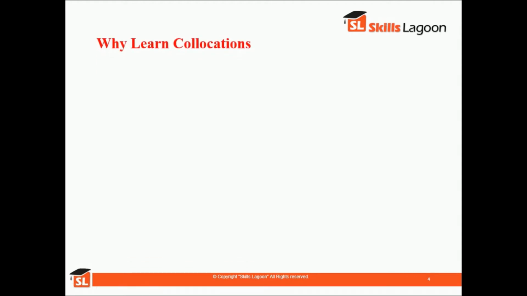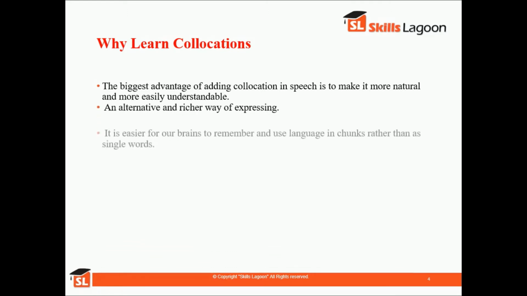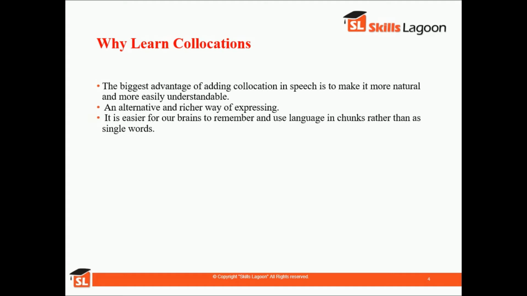So why do we need to learn collocations? The biggest advantage of adding collocations in speech is to make it more natural and more easily understandable. It is an alternative and richer way of expressing. It is easier for our brains to remember and use language in chunks rather than as single words. For example, we can easily remember strong tea, quick mail, global warming, headmaster, etc., rather than if I ask you to learn head and then master, and strong and then tea.